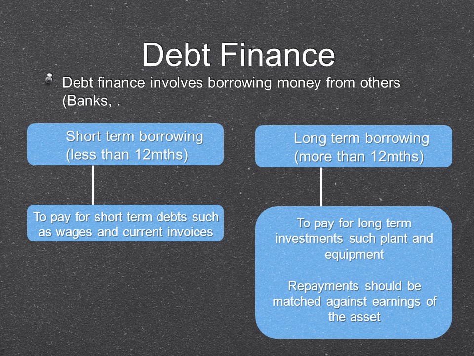Now the long-term borrowing would be borrowing for more than 12 months. And that might be investments such as plant and equipment. Could be vehicles, could be machinery. And ideally, the repayment of that long-term borrowing would be matched against the earning potential of the asset that is being bought. So if you bought a piece of machinery, you'd make sure that your repayments matched the revenue generated by that particular piece of machinery.